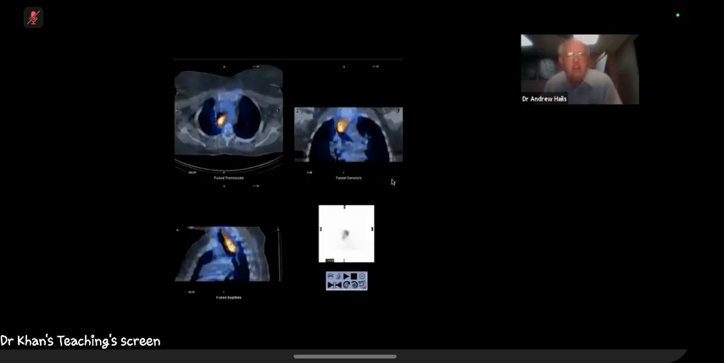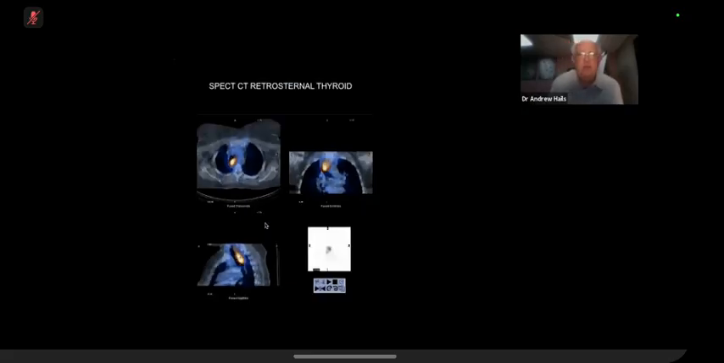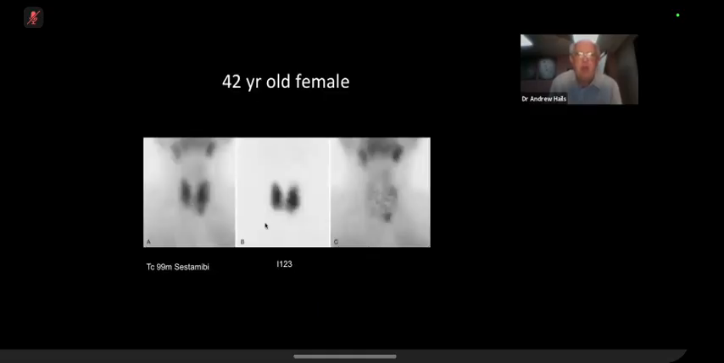And it's just to show that they've put the CT image with a SPECT image together, SPECT being just computed tomography of your radioisotope scan, and this demonstrates that the lump seen on the CT is in fact taking up the pertechnetate. It's a retrosternal thyroid.